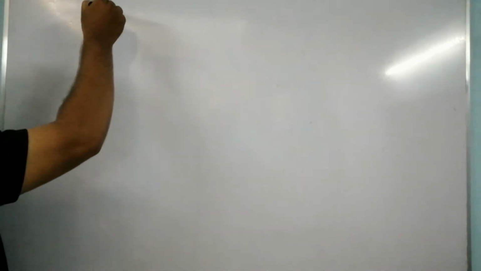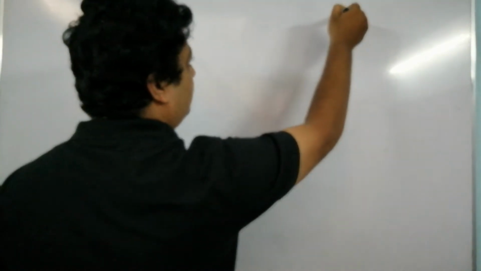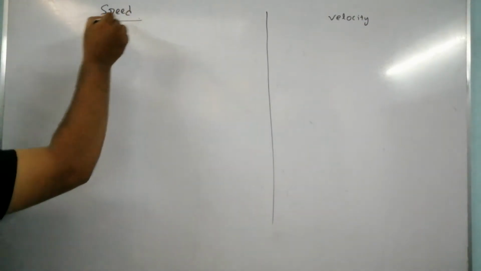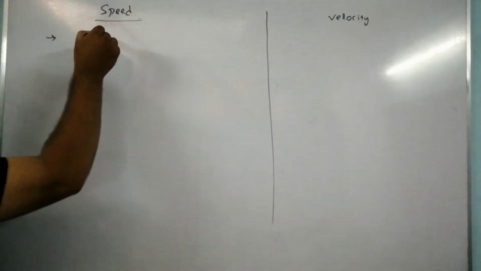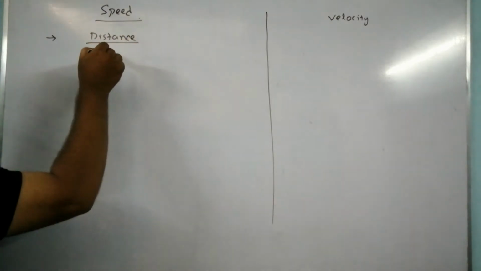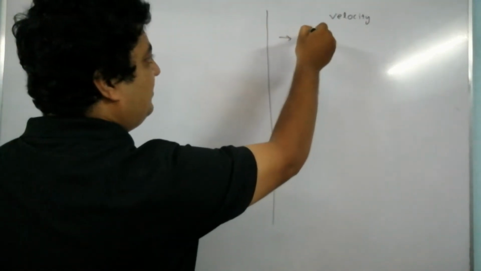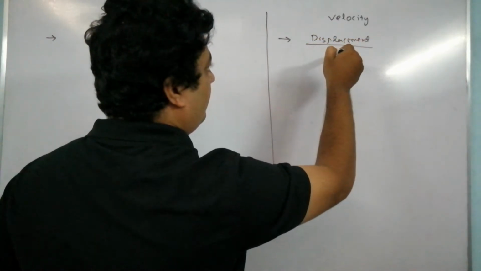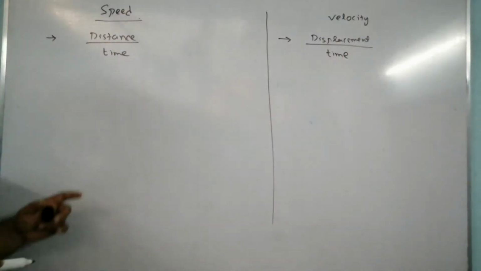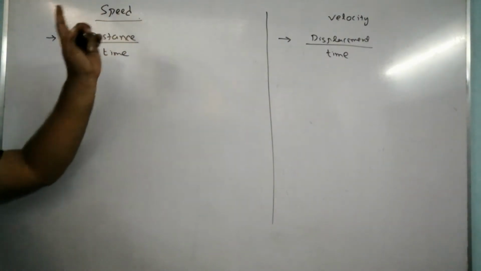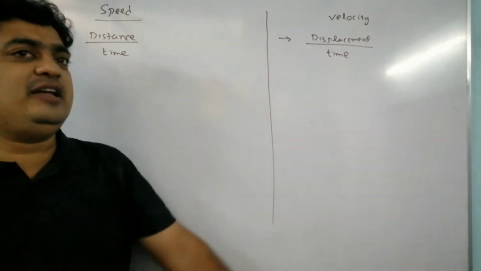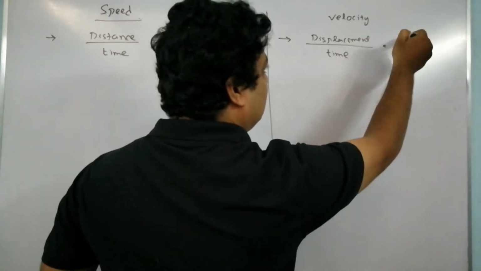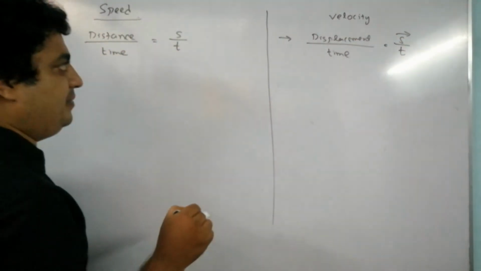Next, we will go for speed and velocity. Speed means distance by time. Velocity means displacement by time. So the distance covered in unit time is called speed. The displacement in unit time is called velocity. So we can write it as s by t, and this is equal to s vector by t.